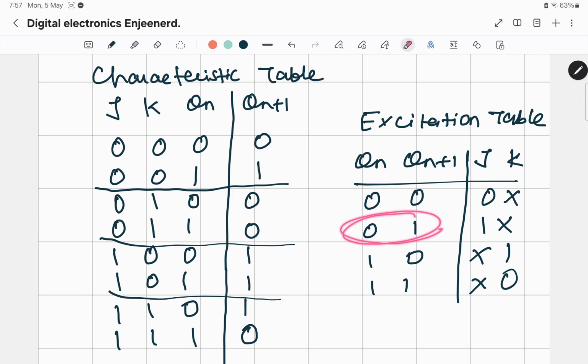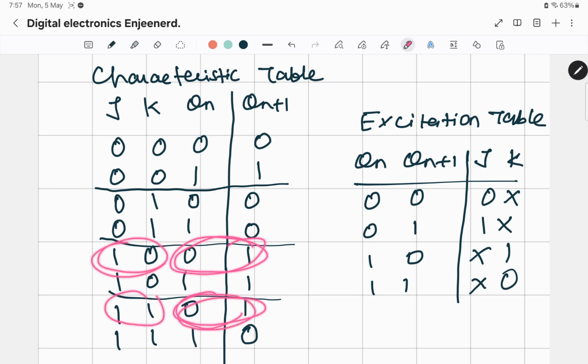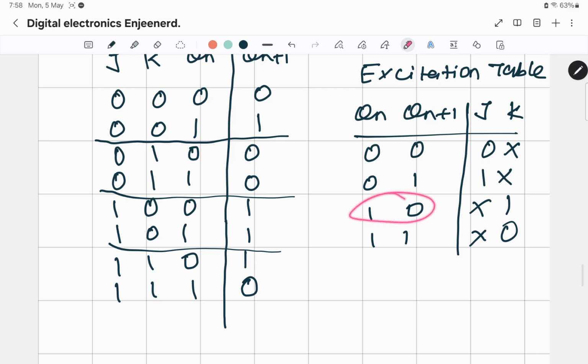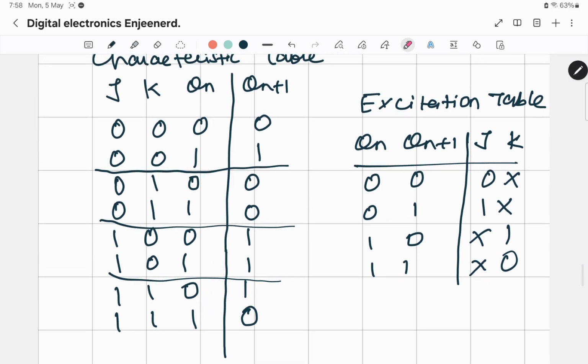For 0, 1, Qn and Qn plus 1 is 0, 1. So here I find 0, 1. Here also I find 0, 1. This is 1, 0. This is 1, 1, which means it is 1X. So it is 1X. For 1, 0, this is my 1, 0 and my 1, 0.